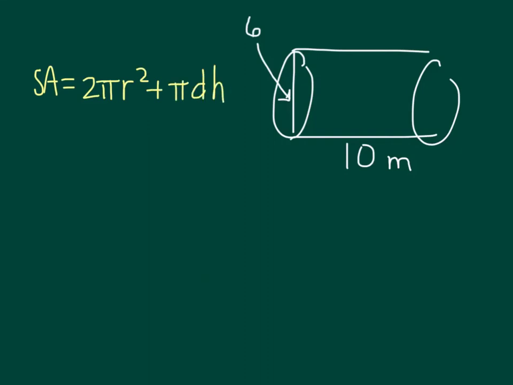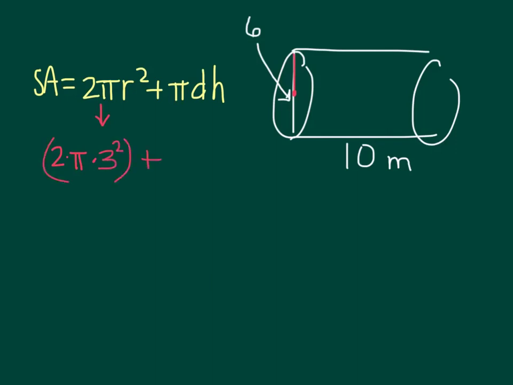All right, so first thing that I would do is come here and rewrite this. I have 2 times pi times my radius. Now I need to come over here and find the radius. Now remember, radius is halfway across the circle. So if the whole way is 6, halfway is 3. So I need to write 3 squared. Okay, so that's my first part.